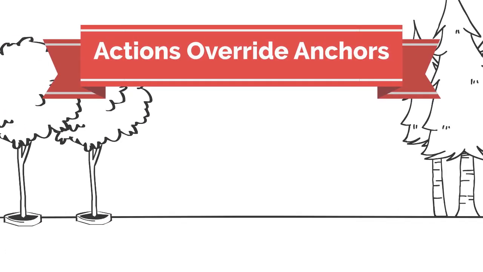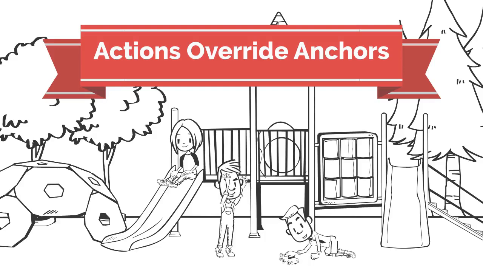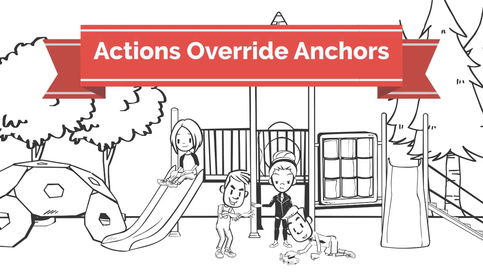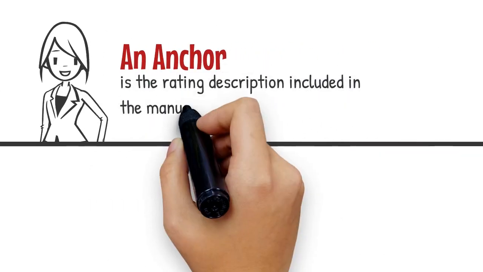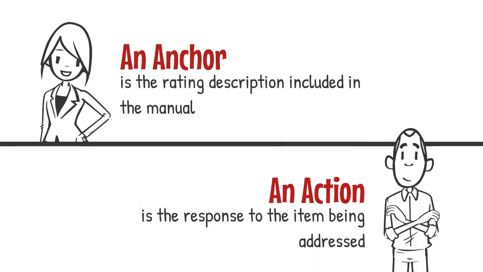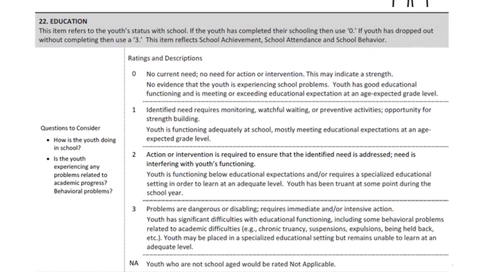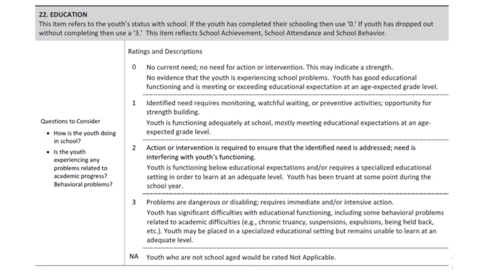This is a brief video demonstrating actions overriding anchors. In your TCOM FAST or CANS manual, the anchor is the item's rating description, while the action is the response to the item being addressed. This is the FAST item education, for example.